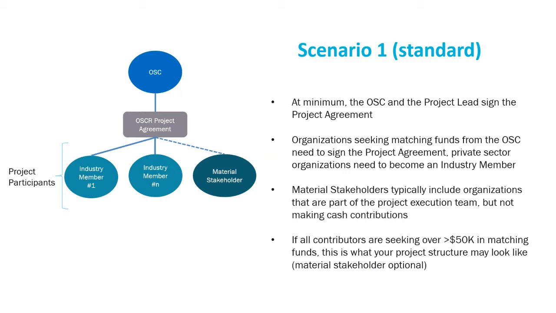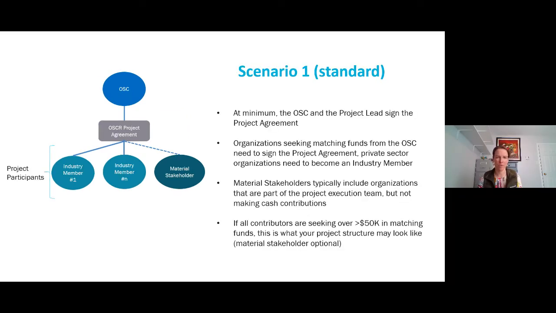So this is the first scenario, which we've tagged the standard scenario, probably because it's the least complicated of the three and most in line with how one would typically sign a project agreement, outside of major exceptions. Here the industry member, the private sector firm seeking reimbursement on the cash contributions they are making to the project, signs the project agreement.